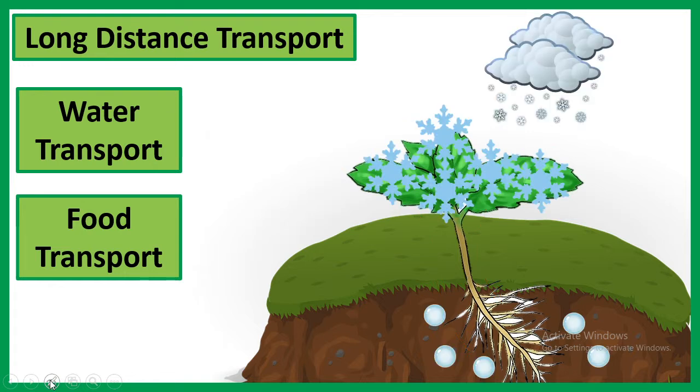Suppose in winter, when the tree leaves are covered with all your snow, those leaves cannot do photosynthesis, or the green parts which are covered with snow cannot do photosynthesis.